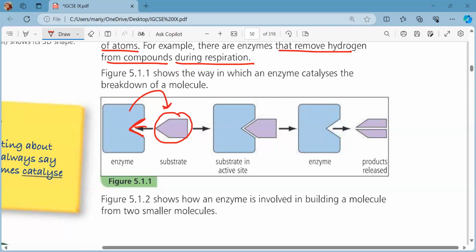Okay, teacher, you can continue from the enzymes and substrates.